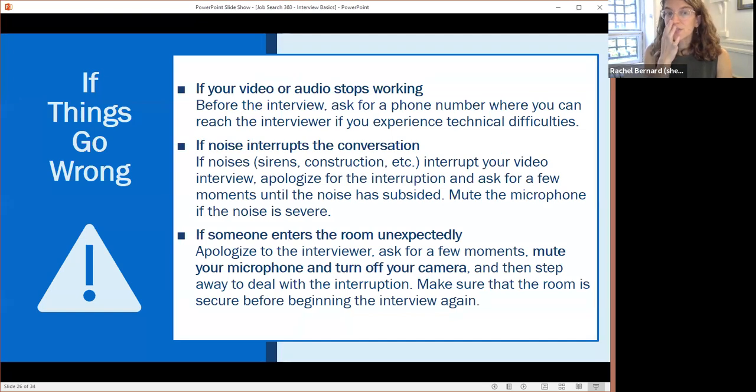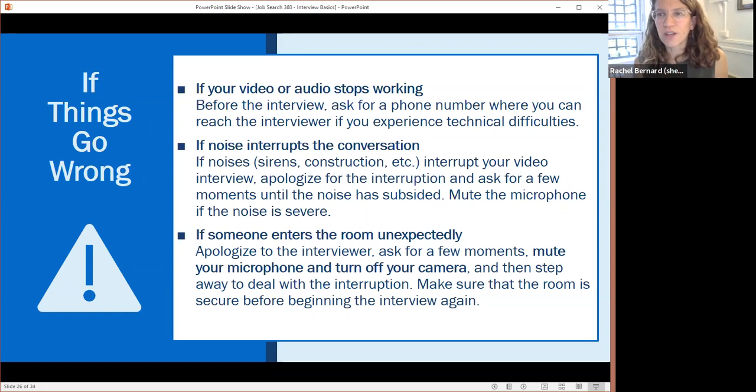If somebody enters the room unexpectedly, apologize. And this part is really important. Make sure you both mute yourself and turn off your camera before you deal with the situation. So say, I'm so sorry, there's an interruption. Can you hold on for a moment? And then mute, turn off your camera, and then deal with it.